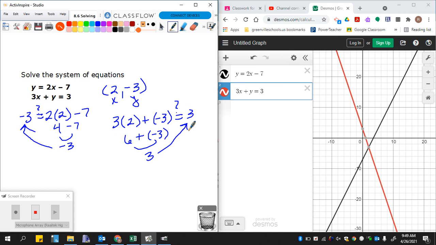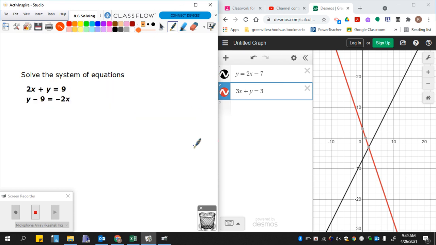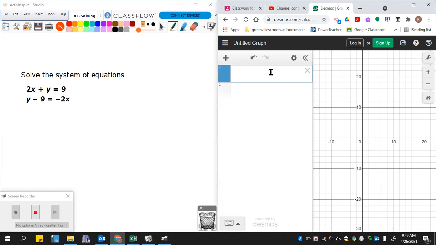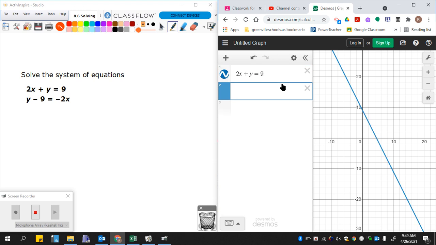Okay? All right, so let's see here. Another one. Solve the system of equations. 2x plus y is equal to 9, and y minus 9 is equal to negative 2x. Well, wait a minute. It looks like there's only one line.